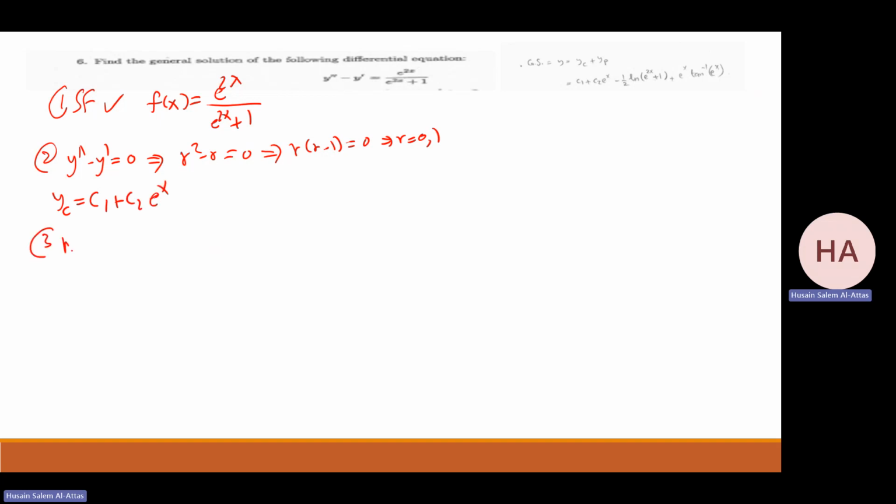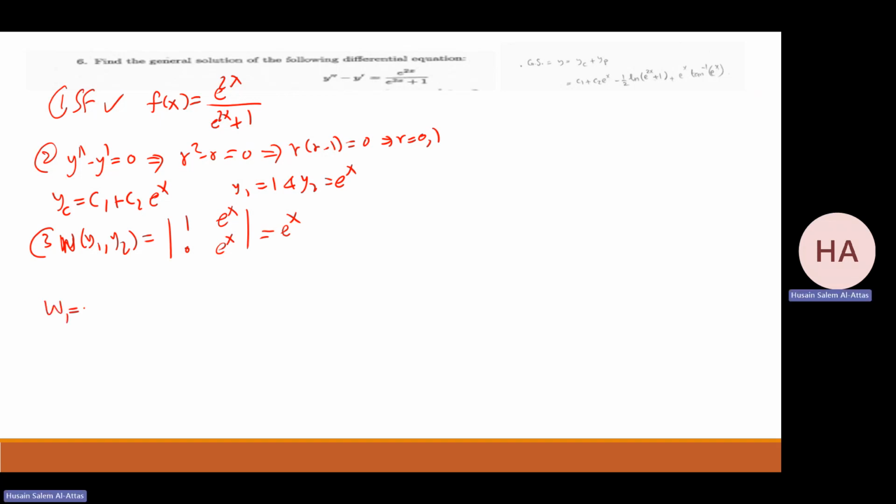Third step, Wronskian. y1 is 1 and y2 equals e to the power x. I need the Wronskian of y1 and y2. That would be the determinant with 1, 0, e to the power x, e to the power x, and that gives me e to the power x.